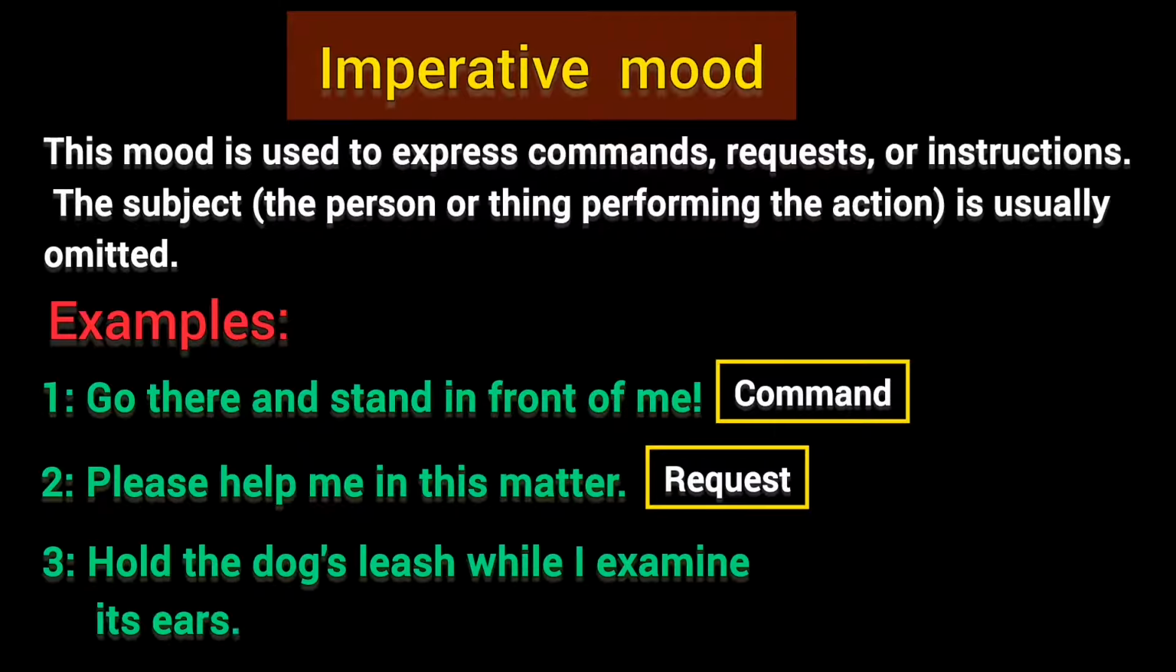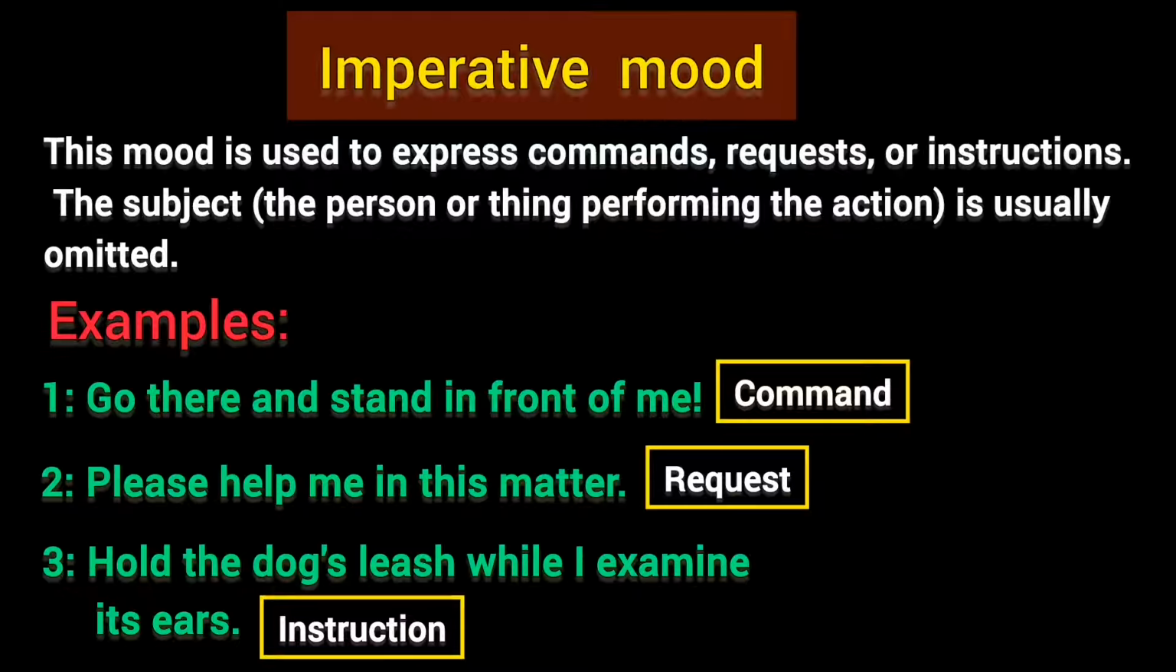Hold the dog's leash while I examine its ears. Look at this example, again there is no subject mentioned in the beginning of the sentence and this verb expresses instruction. As we have said in the definition, an imperative mood of a verb shows command, request, or instruction. So, this is the example of instruction. Suppose your dog is sick and you take it to a veterinarian and he tells you, "Hold the dog's leash while I examine its ear." It means that he is giving you instruction through this sentence. So, therefore it is said to be an imperative mood.